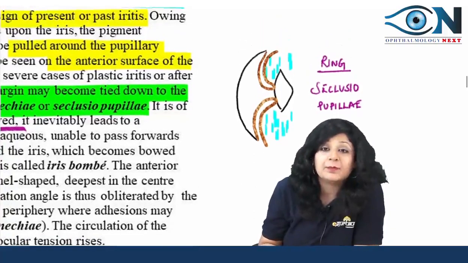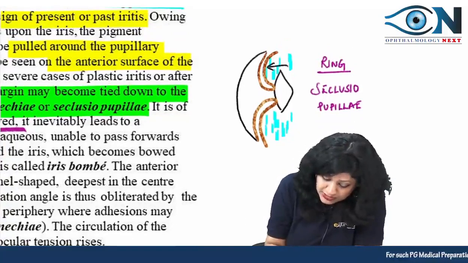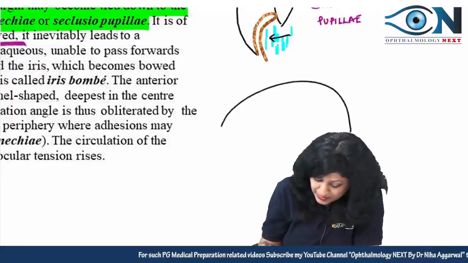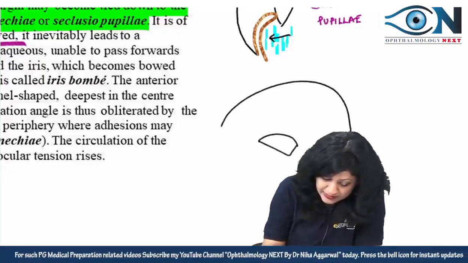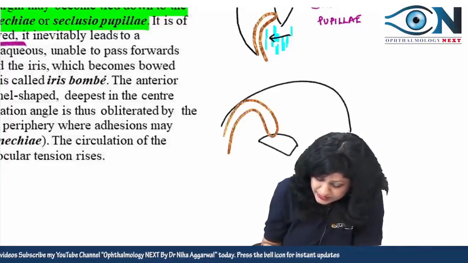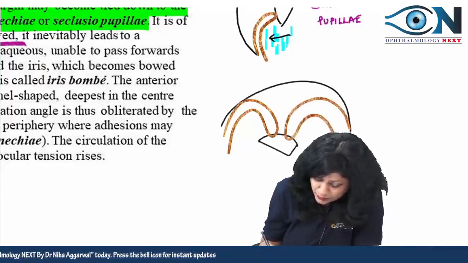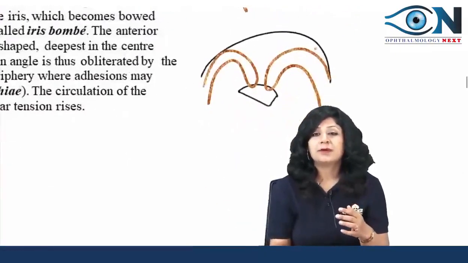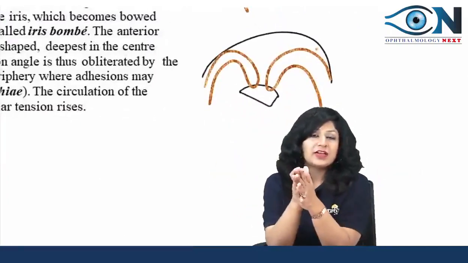So what will happen? It will keep on pushing the iris anteriorly, and a time will come when you will have the pushing of the iris anteriorly, something like this. That means the iris bombé formation will take place. So there is a sudden closure. So what is happening now? Sudden closure of the angle of the anterior chamber.